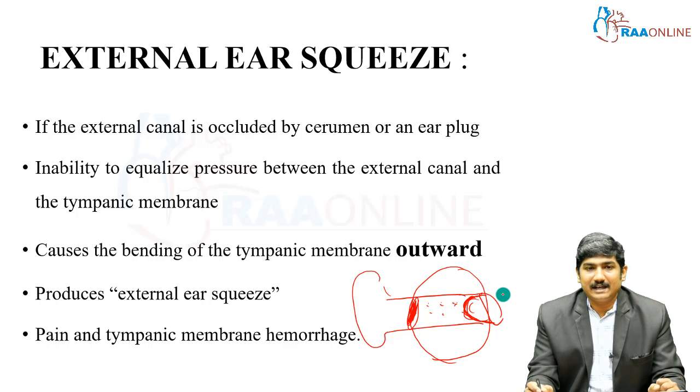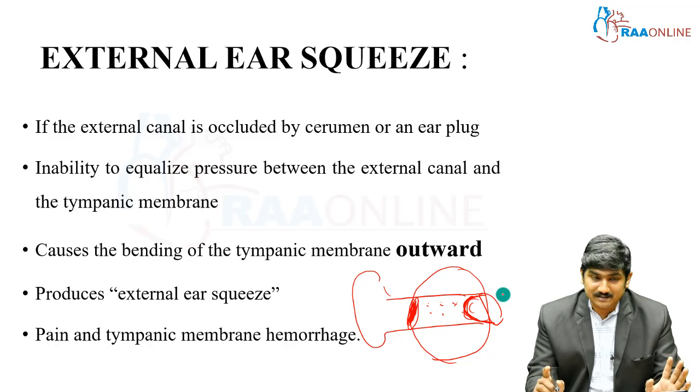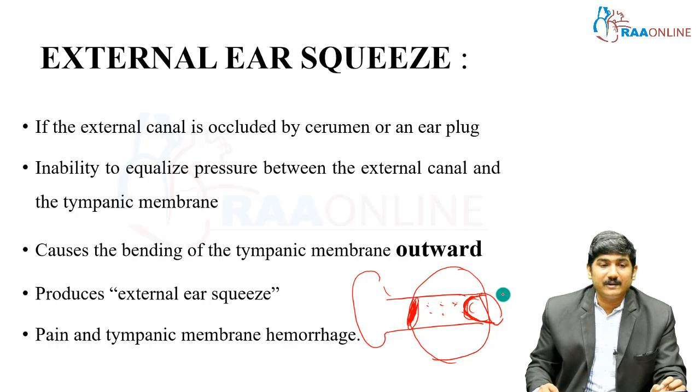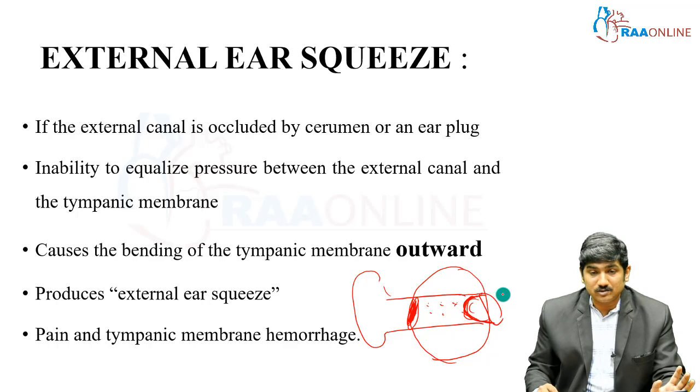So, if the external canal is occluded by cerumen or an ear plug, there is inability to equalize pressure between the external canal and the tympanic membrane. It causes bending of the tympanic membrane outwards. This causes external ear squeeze. Of course, the patient can have pain and tympanic membrane hemorrhage as well. Any strain over the tympanic membrane can cause hemorrhage. This can also lead to rupture.